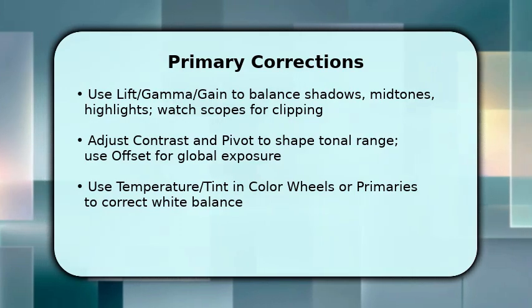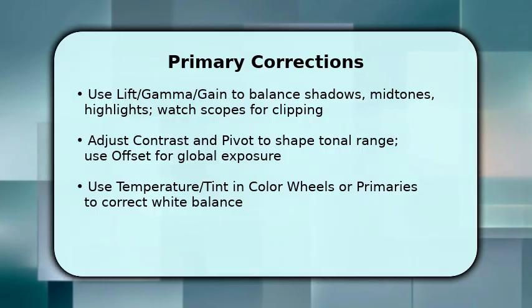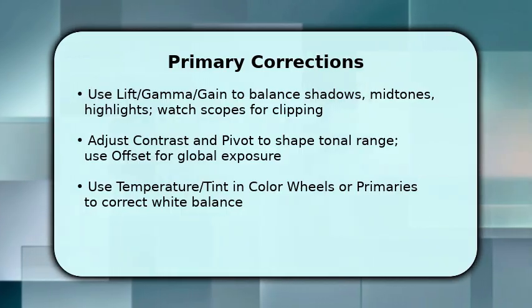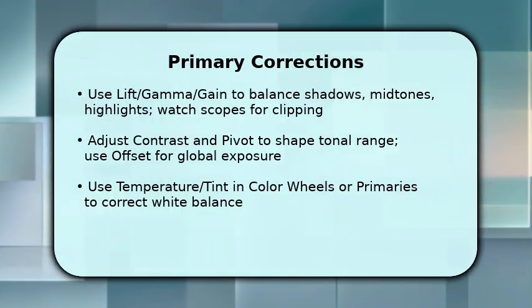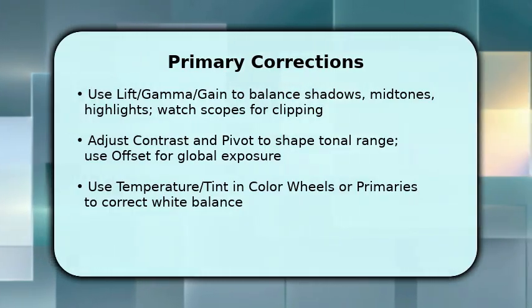Now correct the core image. Adjust lift for shadows, gamma for midtones, and gain for highlights. Watch the scope so nothing clips. Once tonal balance is set, tweak contrast and pivot to refine the curve. Offset shifts the whole exposure if the image reads too bright or dark on scopes.